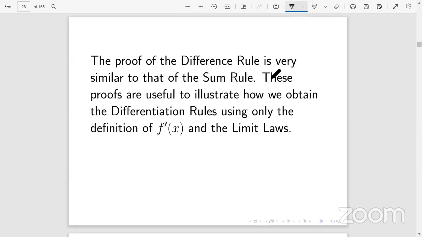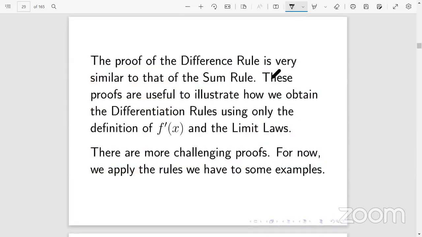Same thing for the difference rule, it works the same way. I know that this proof seems easy, but there are some more challenging proofs that you'll see somewhere along the way, especially when you get to trigonometry, when you get to differentiate your sine function, your cos function, your tan function.